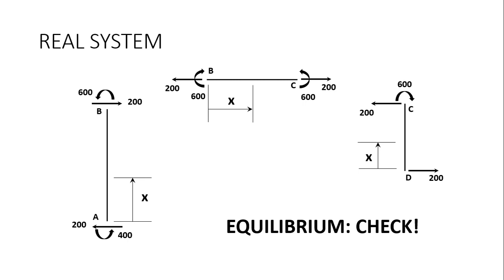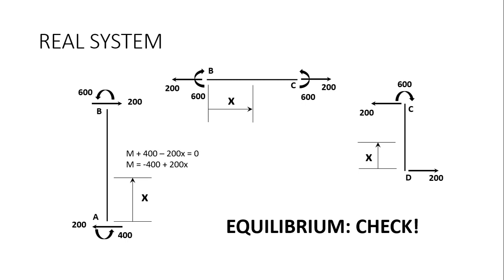Okay? So, by summing up moments dito sa portion ng AB, ano yung makukuha natin? Take note that the direction of moment here is counterclockwise, positive. So that we will get what? M plus 400, kasi counterclockwise din yung 400, no? Minus 200 times x will be equal to 0, or simply m is equal to what? Negative 400 plus 200x.